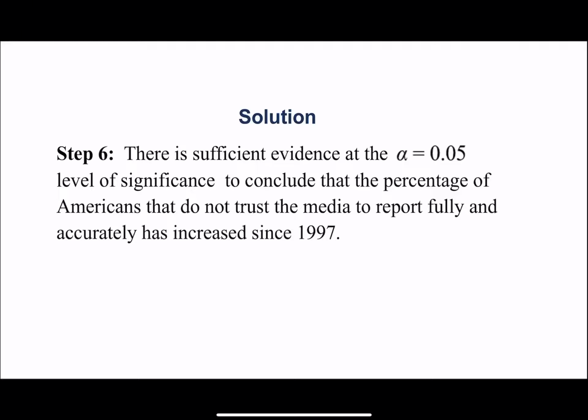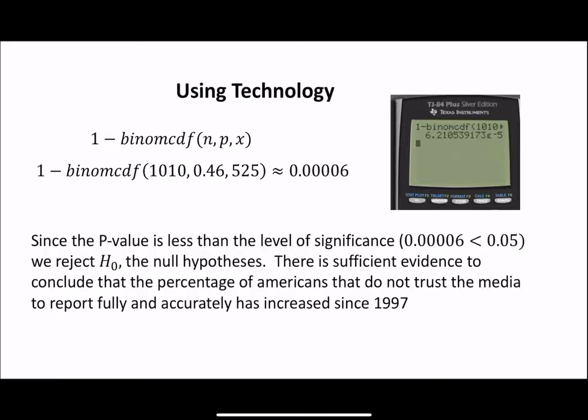Okay, let's move on. There's sufficient evidence at the alpha equals 0.05 level of significance to conclude that the percentage of Americans that do not trust the media to report fully and accurately has increased since 1997. So this is basically your answer. You do not have to type it this succinctly, but it's basically saying we reject the null hypothesis. Okay, so using our technology, you can see this here. This is the last slide.